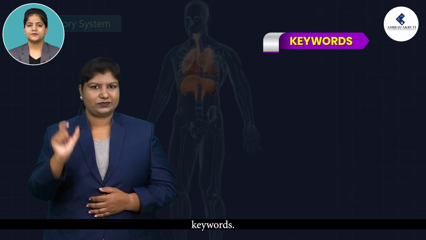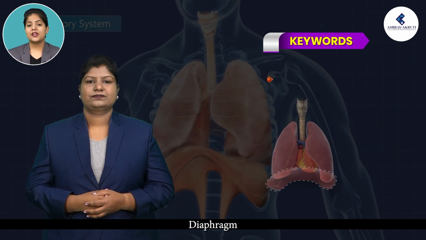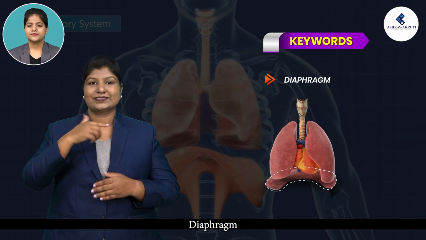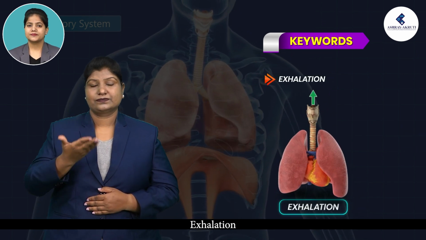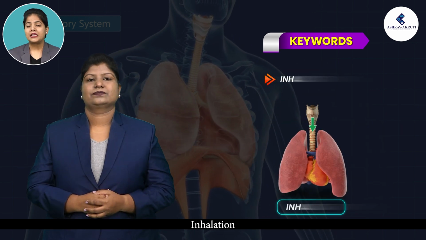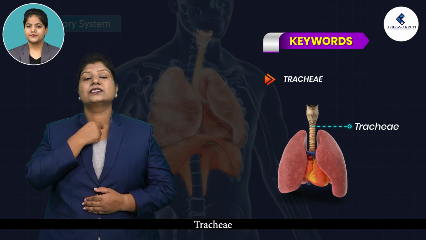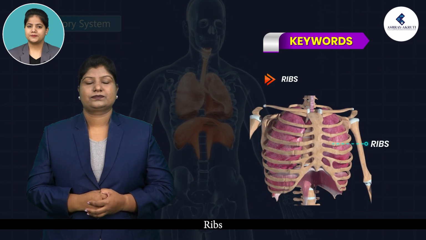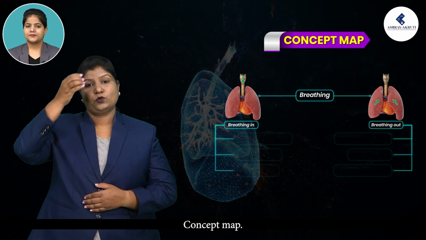Keywords: breathing rate, diaphragm, exhalation, lungs, inhalation, trachea, ribs. Concept map.